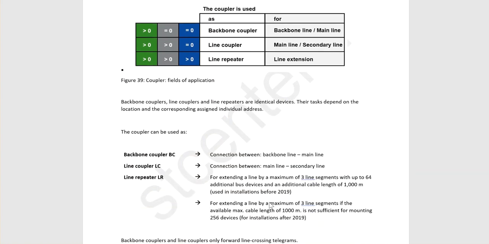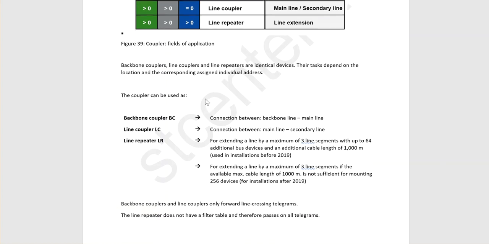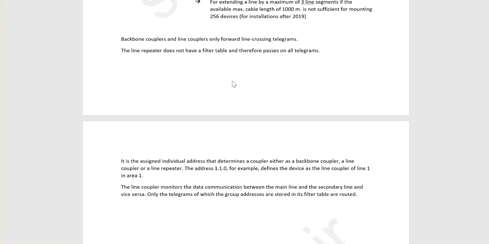So it is mentioned about the physical address. Backbone coupler, line coupler, and line repeaters are identical devices. Their tasks depend on the location and the corresponding assigned individual addresses.